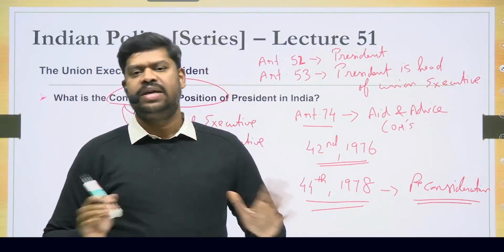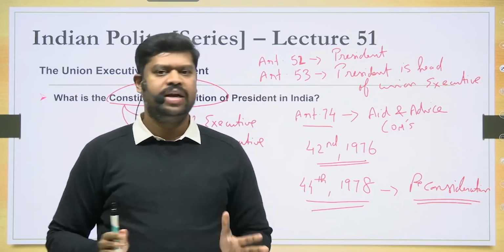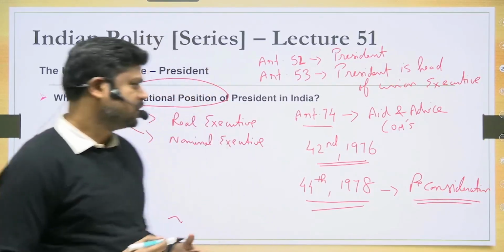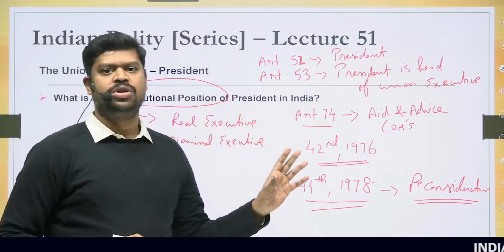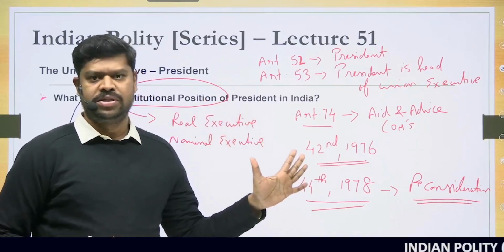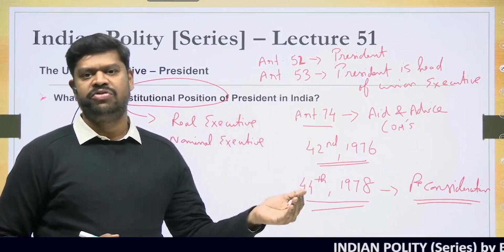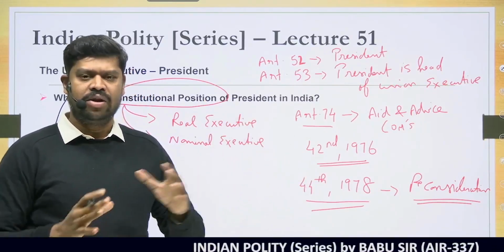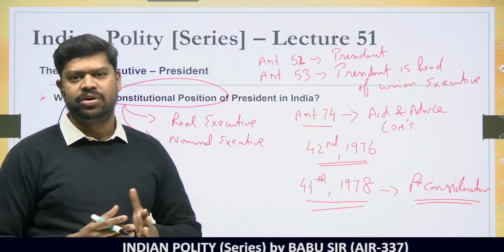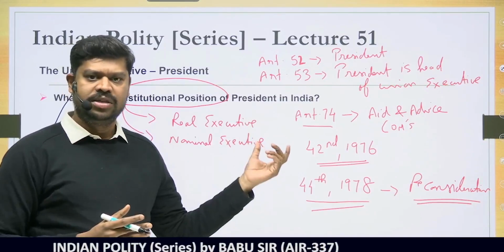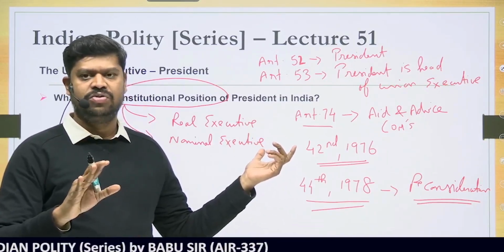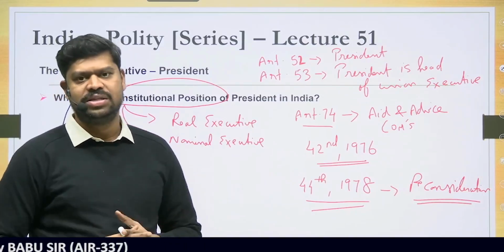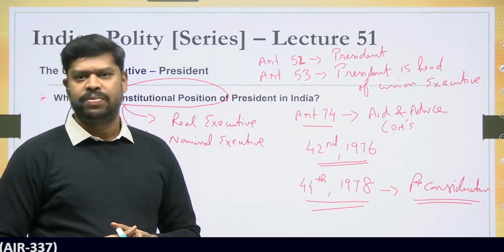Yes, in most cases, the President is bound by the aid and advice of the Council of Ministers, no doubt. But it doesn't mean that the President has no discretionary power. So what is the constitutional position of the President? Yes, of course, he is a nominal executive. But can we equate the President of India to a mere rubber stamp? A rubber stamp cannot think on its own. A nominal executive means that yes, he has to act on the aid and advice of the Council of Ministers, but can that be equated to a mere rubber stamp? Is the President of India a mere rubber stamp? The answer would be no.